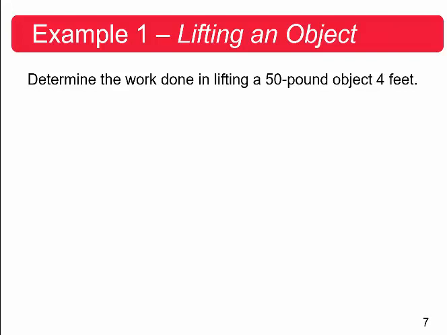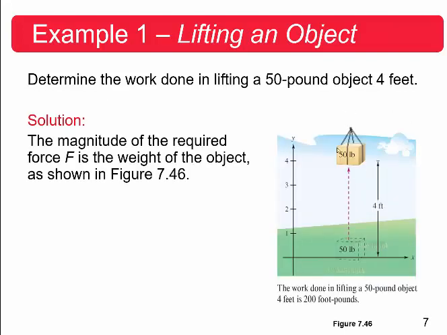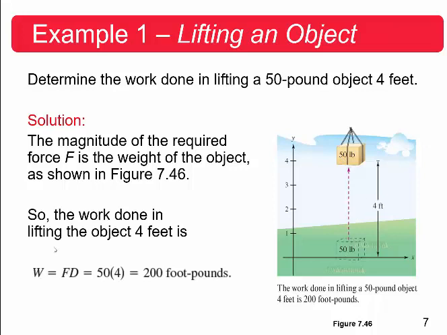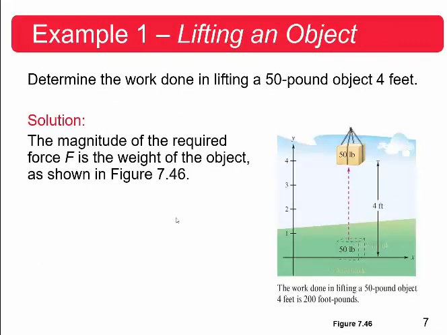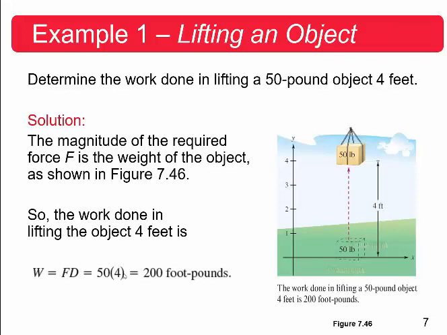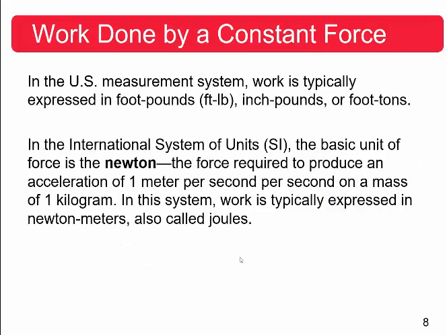Let's determine the work done in lifting a 50-pound object 4 feet. Here's the visual of it. I have this 50-pound object and I'm pulling it up 4 feet. The magnitude of the required force F is the weight of the object, as shown in this figure, so 50 pounds. Work is equal to force times distance, so the force, 50 pounds, times the distance, 4 feet. We would say the work done is 200 foot-pounds. That's how we define it, 200 foot-pounds.